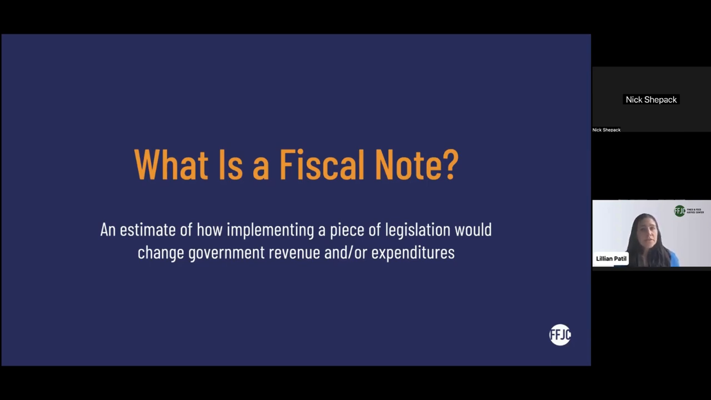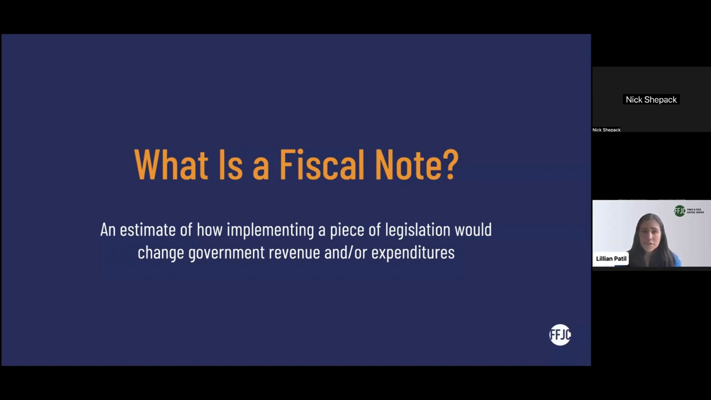And sometimes fiscal notes are updated as a piece of legislation moves through the process and gets amended and goes through different committees. Sometimes it is not, but usually it becomes a really important piece of information and document that lawmakers reference, especially during the budget or appropriations committee phase of the legislative process, to consider the different trade-offs involved from the fiscal standpoint of what it would mean to implement a piece of legislation.